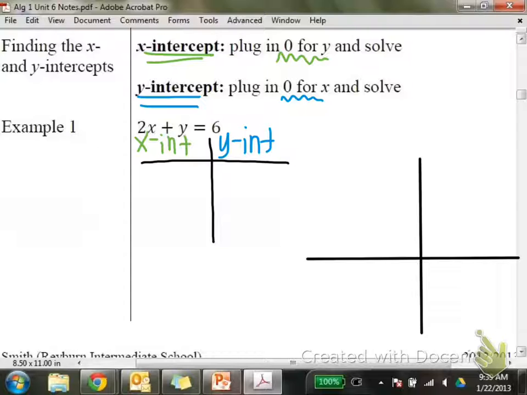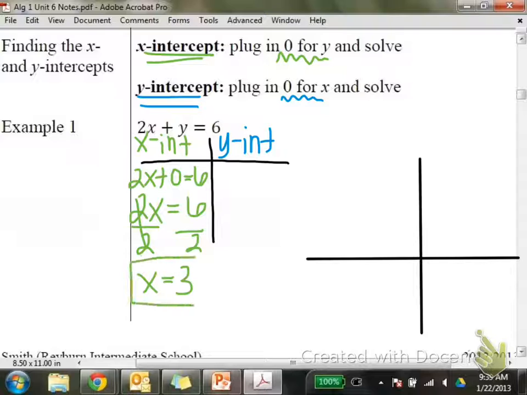Let's solve for the x-intercept first. What does the definition of x-intercept tell you that we plug in for y? 0. So this is going to be 2x plus 0 equals 6. What's 2x plus 0? 2x. So that gives me 2x equals 6. Then what? Divide by 2. So x equals what? 3. That's your x-intercept. Put a box around it.